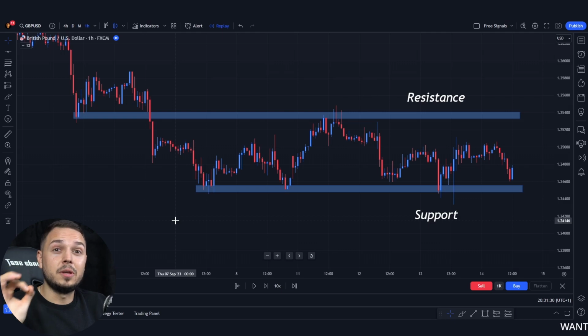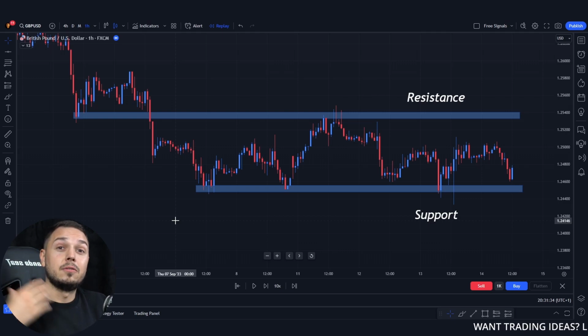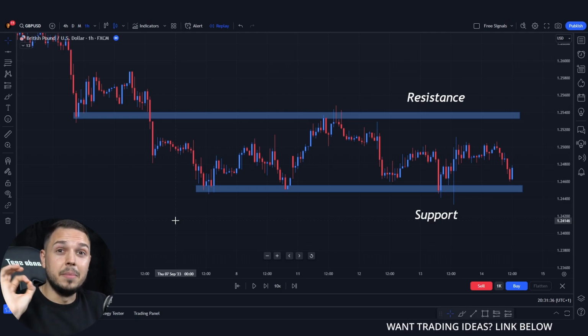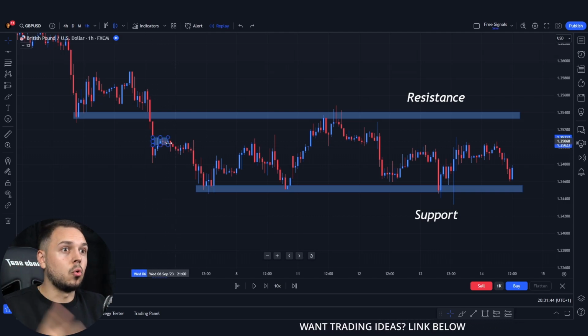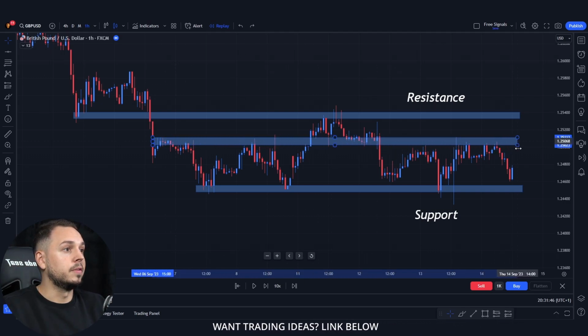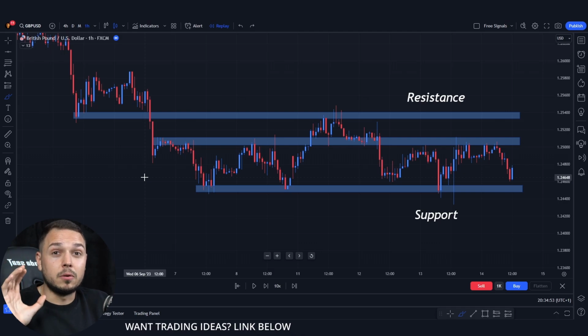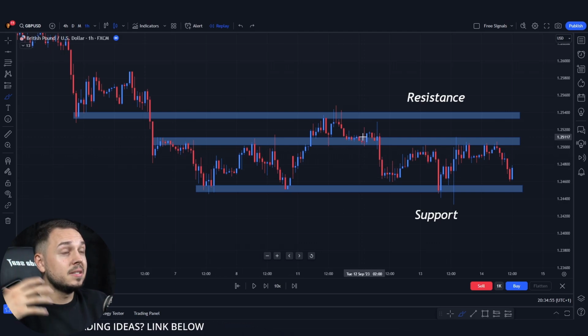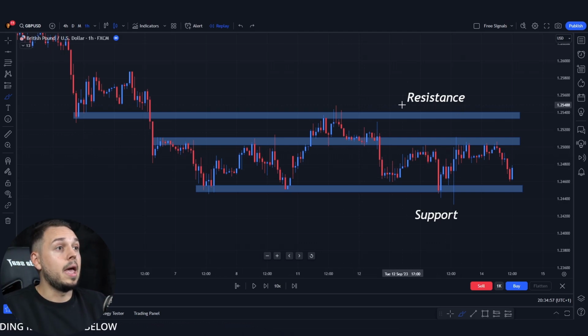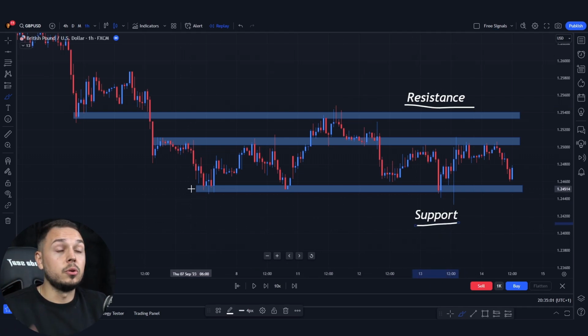Between the main resistance and support area, there's also something I like to call a mid-range zone, which can be drawn the same way as support and resistance. The only reason I like to call it a mid-range zone is because it's in between the strong area of resistance and support. And using the mid-range zone, you can identify further trading opportunities.